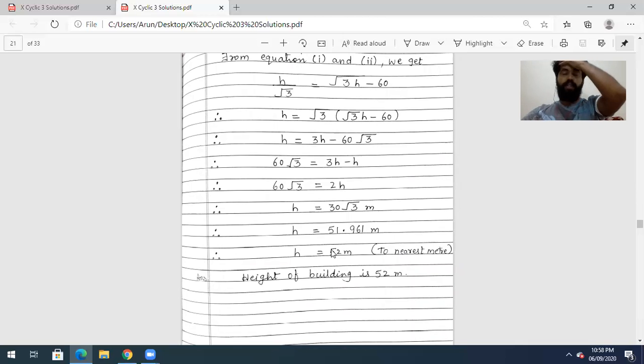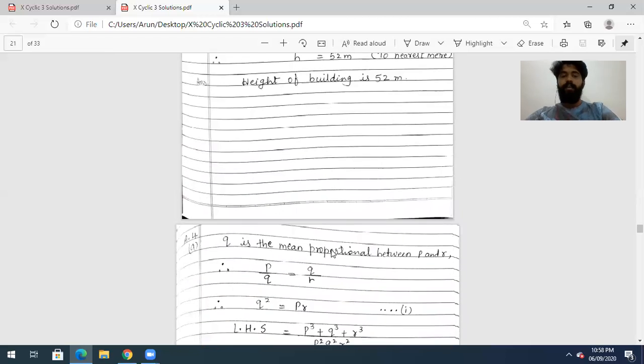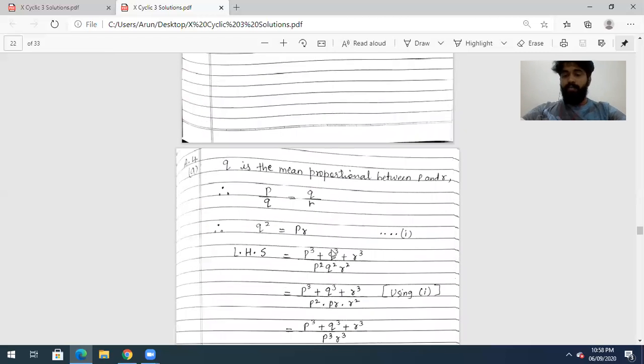Substitute the value of root 3 as 1.732. So 30 into 1.732 gives you 51.961 meters. But since they have asked to round it off to the nearest meter, the value of H is equal to 52. So the final answer statement would be: height of the building is 52 meters. I hope you understood this question, students. Moving on to the next question.